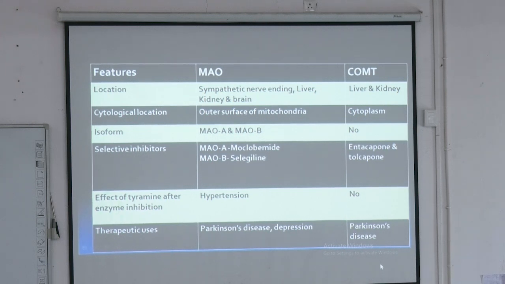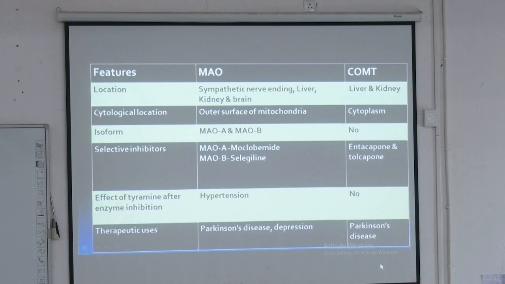What is that? If tyramine is ingested and absorbed in the gut, what happens? It will be metabolized and cannot reach the sympathetic nerve ending. What is the action of tyramine at the sympathetic nerve ending? It will cause increased release of norepinephrine from the nerve ending.